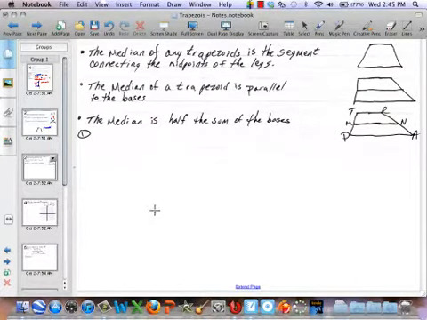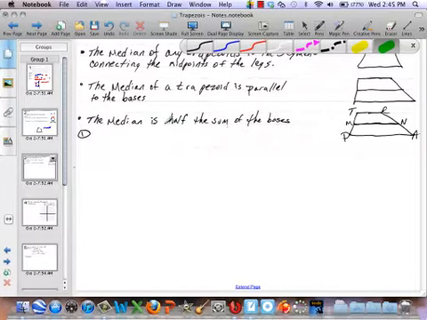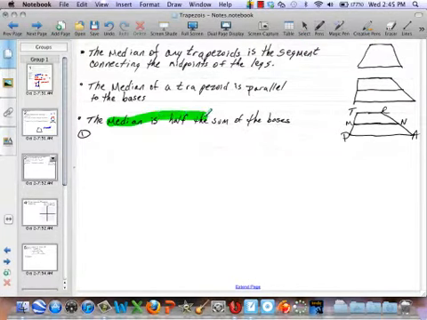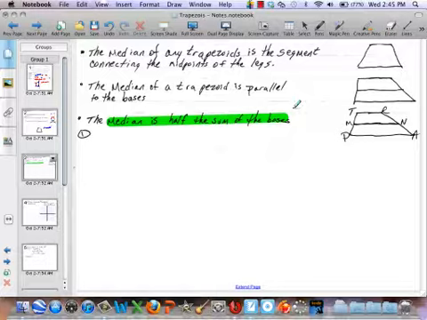All right, we did talk about the median. You guys should have learned that from your Inspire activity. What did you learn about the length of the median? You add up the bases and divide by 2. So ultimately, the big idea with the median is that the median is half the sum of the bases.